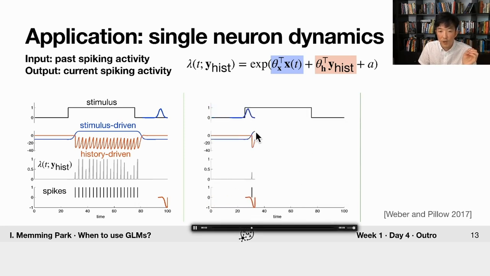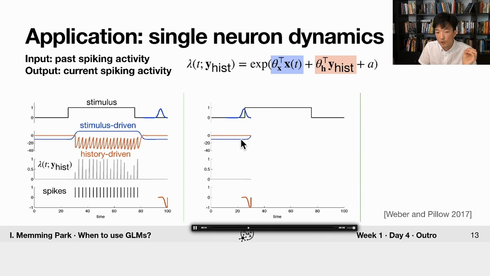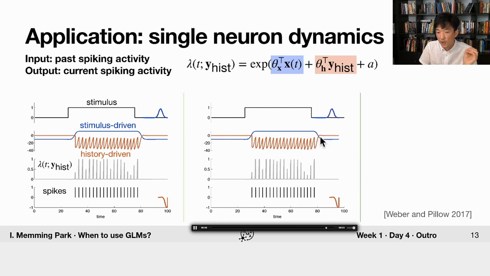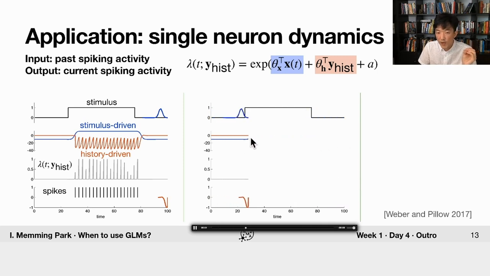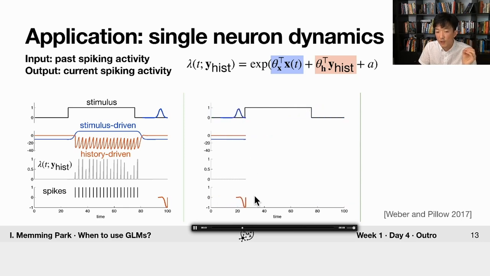What you're seeing here is the stimulus, after it passes through the stimulus filter, becomes smooth, right? Because this is a bump here, you get a bumpy, slightly delayed blue line. And whenever that happens, when this blue line goes up, the firing rate starts going up. And when the firing rate is high enough, it generates a spike.